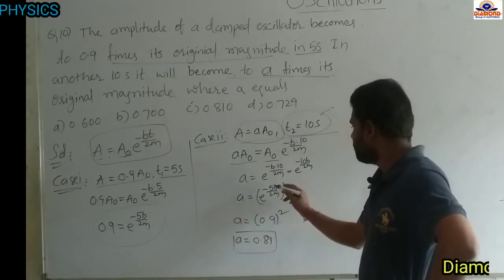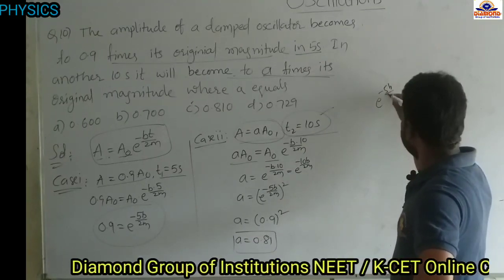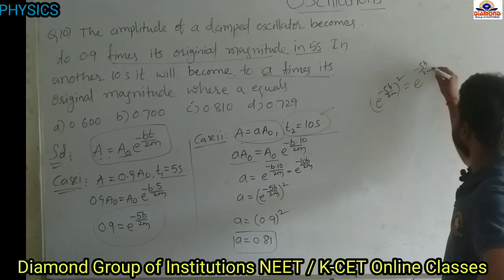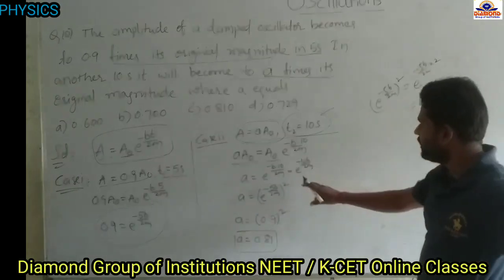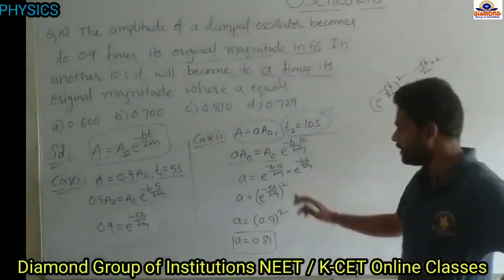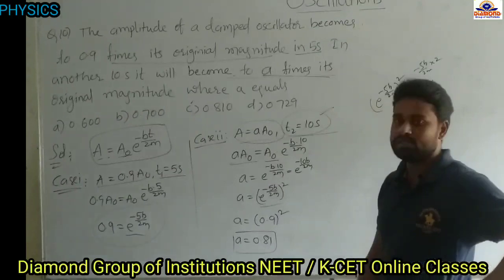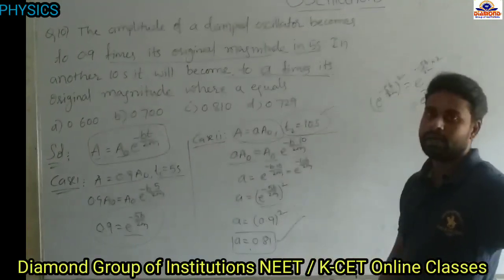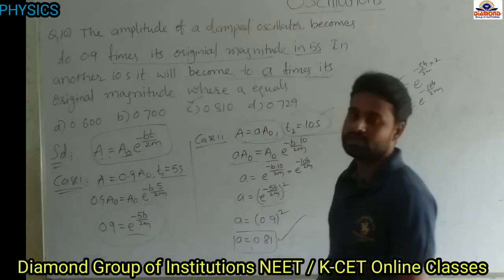Now we can write A equals e power minus 5b by 2m, whole square. E power minus 5b by 2m whole square can be written as e power minus 5b by 2m into 2, which is nothing but e power minus 10b by 2m. It is the same thing I am writing. This value we already found: e power minus 5b by 2m equals 0.9. So substituting 0.9 whole square, the A value will become 0.81. So 0.81 is the right answer.